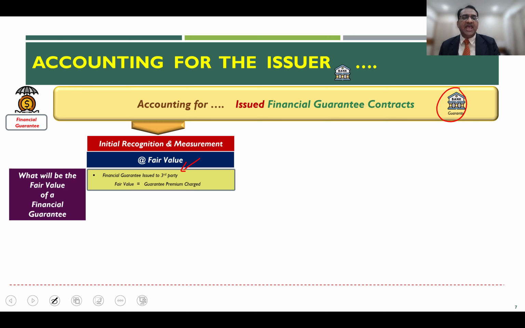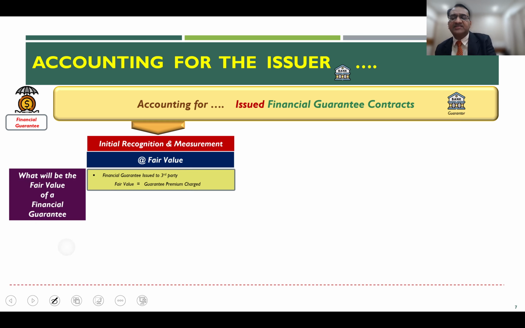Now, obviously, when the bank is issuing a guarantee to Mr. A in my example, then in that case, the bank will ask Mr. A to pay some premium or compensation for that. So the guarantee premium which has been charged by the bank to Mr. A in most cases will serve as the fair value of such guarantee.